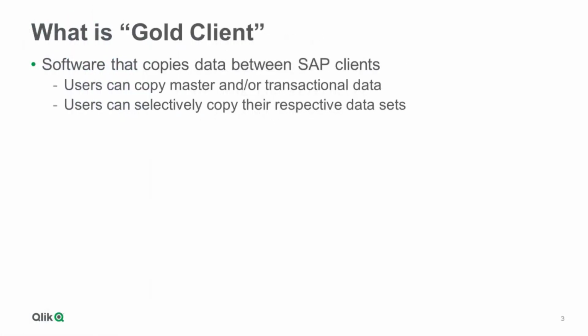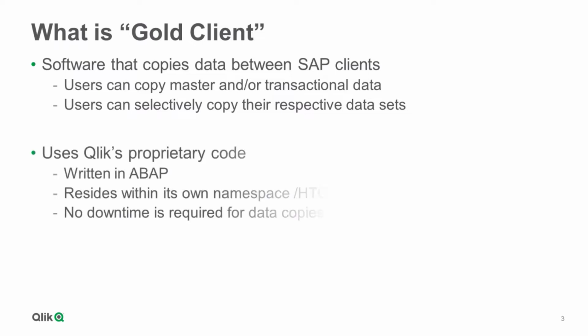Gold Client is software that allows users to copy data from one SAP client into another SAP client. Users are able to copy both master and/or transactional data and are able to do so in a highly selective manner. The Gold Client solution consists of Qlik's proprietary code, which is written in ABAP.